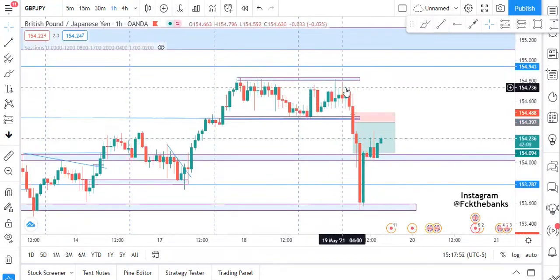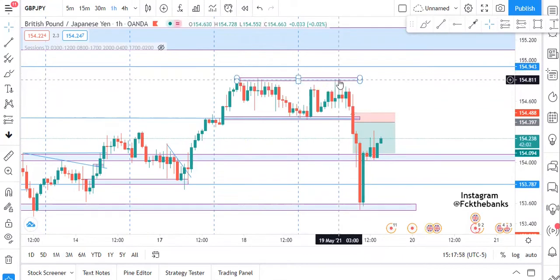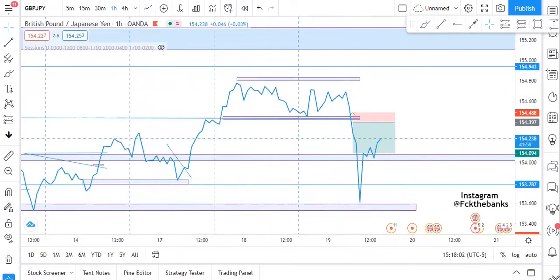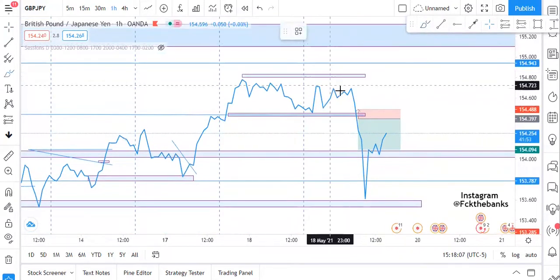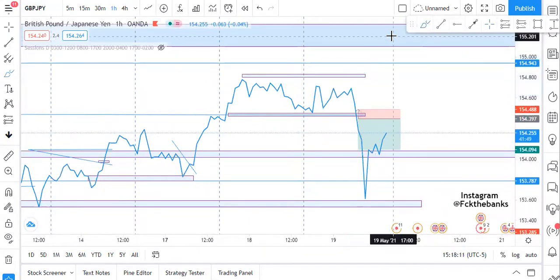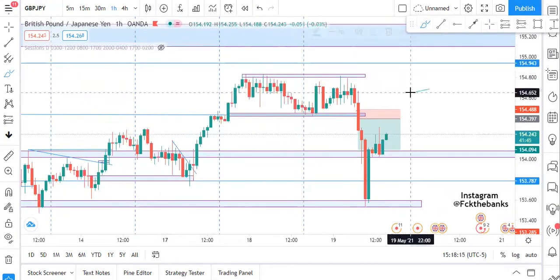We were having these rejections. We made these equal lows, equal highs, and immediately price made this double top. As you can see, price just failed. Let me draw. Price failed to continue pushing on. So instead, we go back to the candle chart.